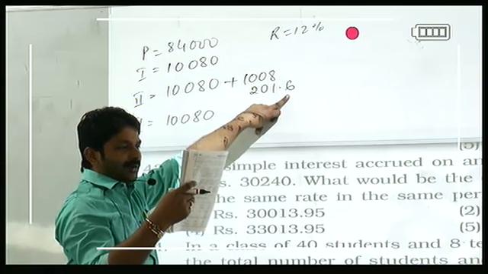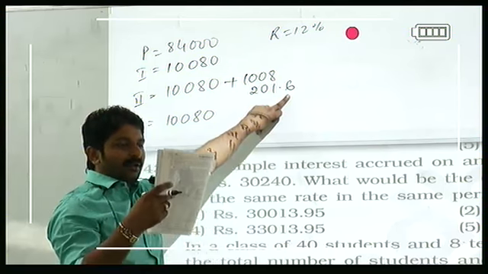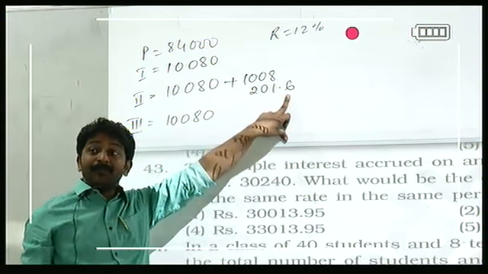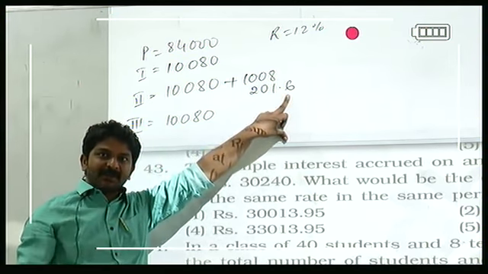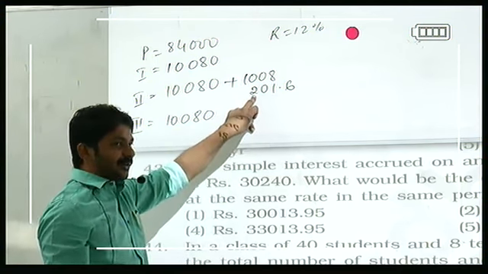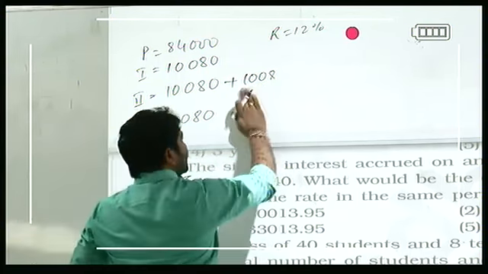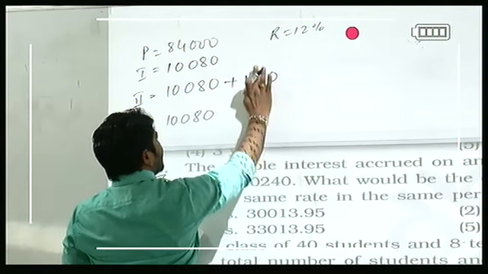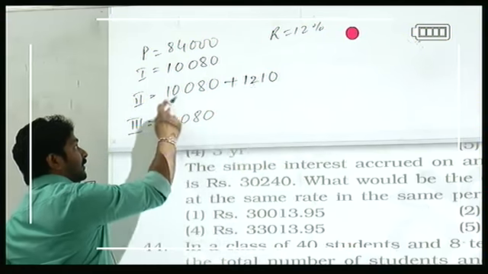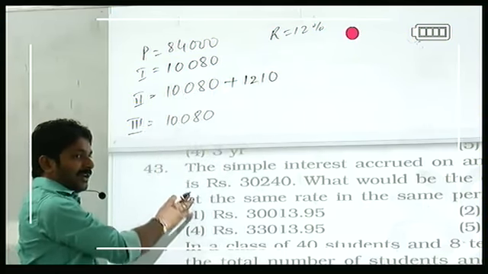Look at your options. Are those very close to each other? No, right? One is 30,013. Next one is 31,000, 32,000, 33,000, 34,000. You have a huge difference, right? Almost 1,000 difference you have. You need not worry about decimal values here. So this is 1008 and this is 201. You can write this number as 1210. 10,080 plus 1210. 11,290.